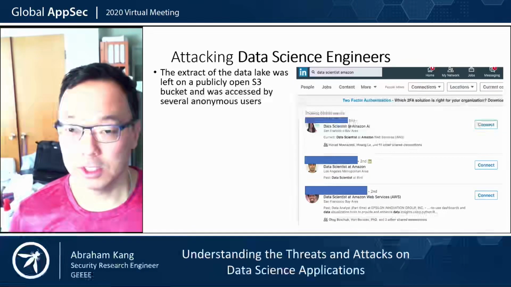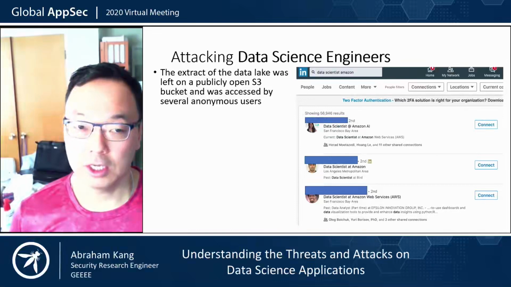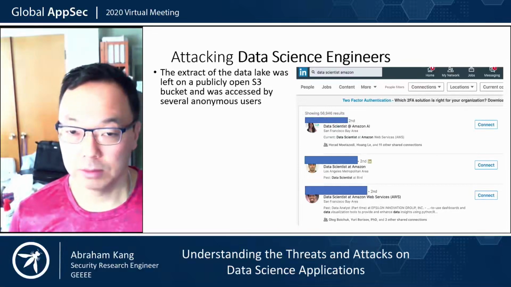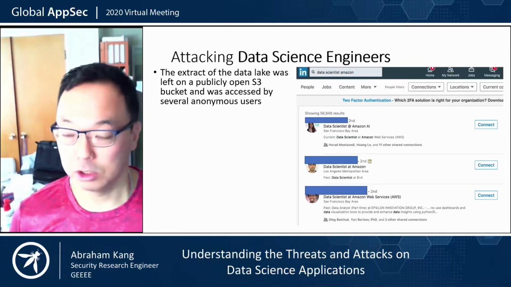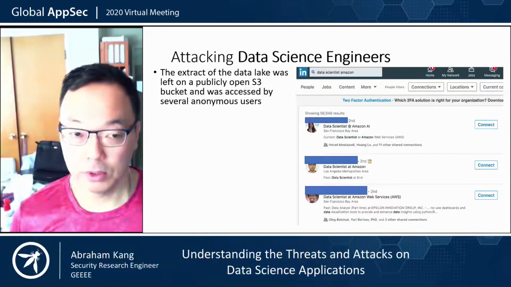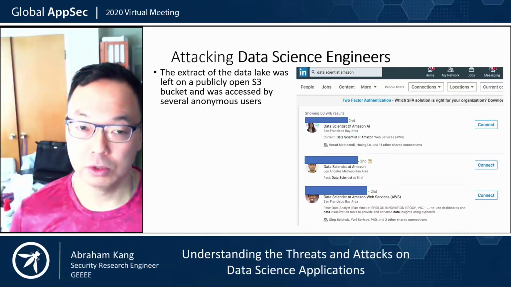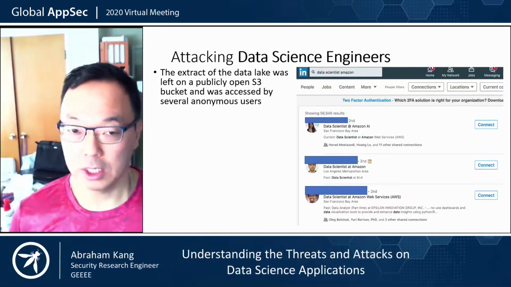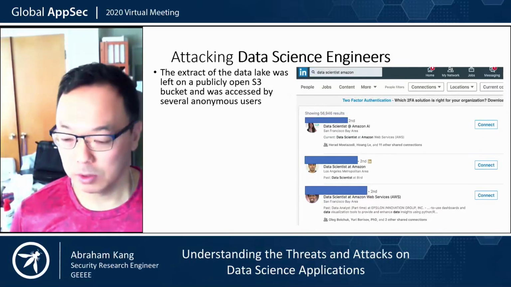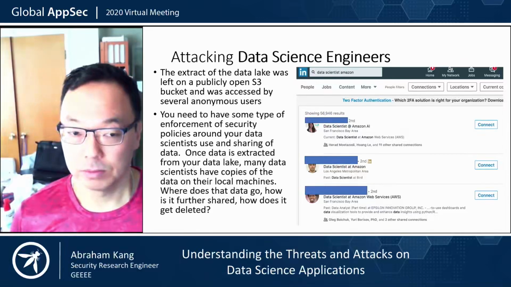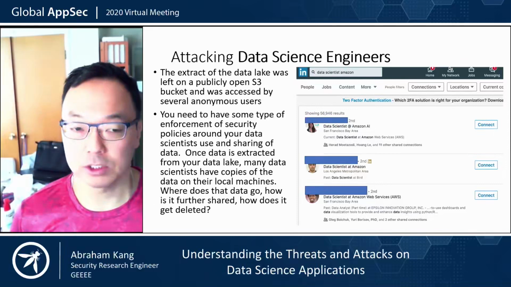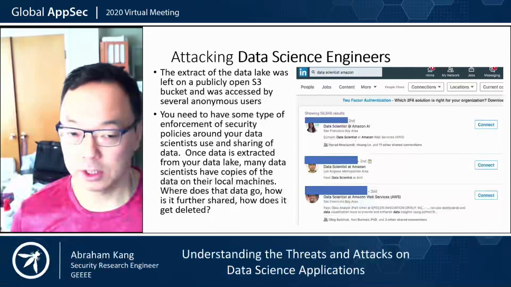The other thing that data scientists do is when they get the data that they need to work on, they may put it on an S3 bucket to share with other members of their team. Well, if you don't lock down those S3 buckets, well, what happens when it's accessed by anonymous users? So you need to have some type of enforcement or security policy around your data scientists' use and sharing of data.